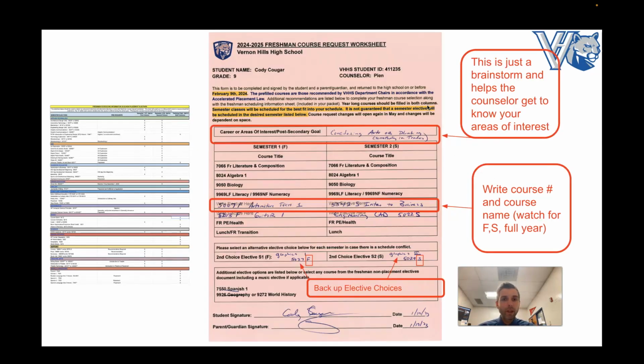So let's get into 3 quick examples. This is the pink course request form that we've mentioned and talked about at orientation. And your placements will come in right here for the core area, so math, science, and English. Your social studies or world language, those are both elective areas.